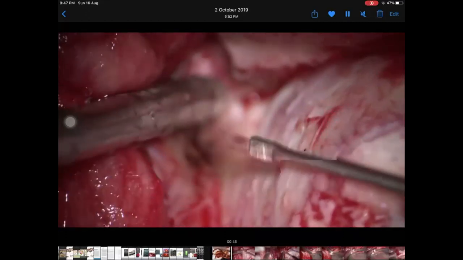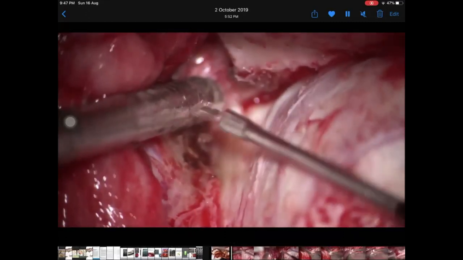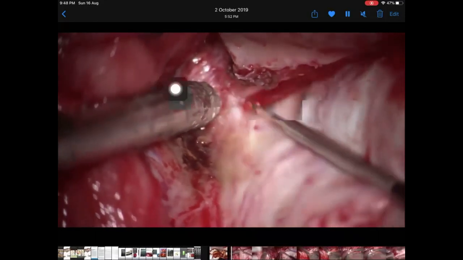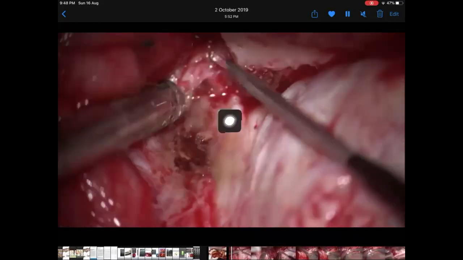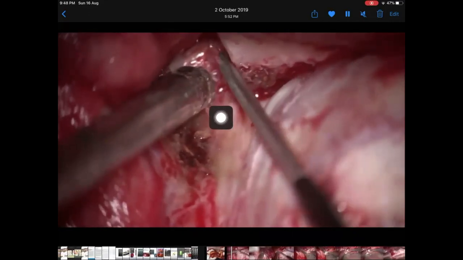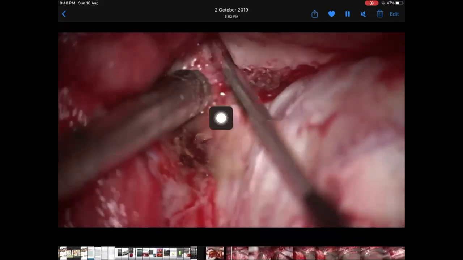So it's a paraclinoidal aneurysm, it's a transitional aneurysm. You can see that's a frontal lobe, that's a temporal lobe. You're gonna cut the orbitomeningeal band and start a sharp dissection there, usually with the diamond knife.